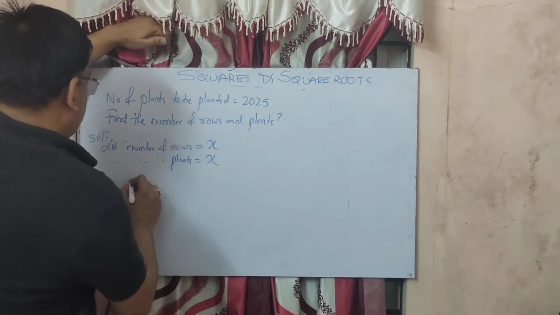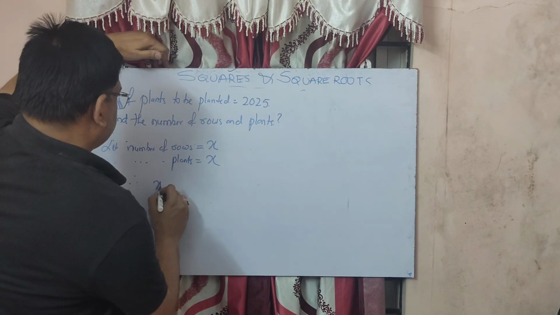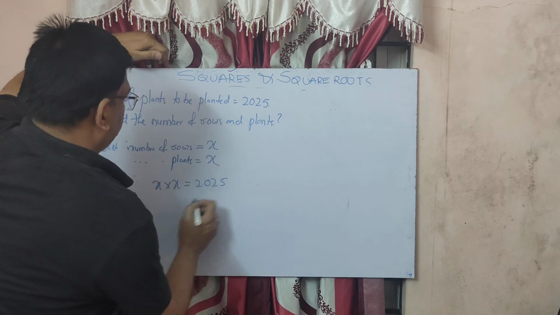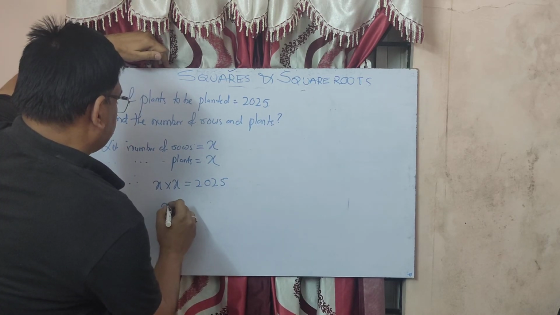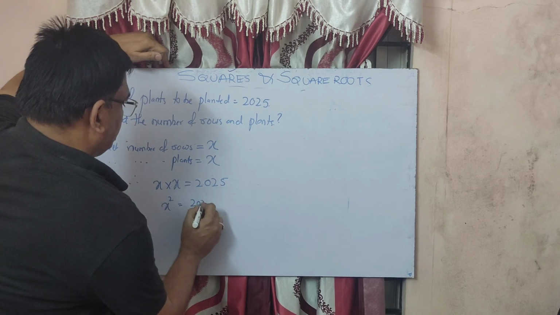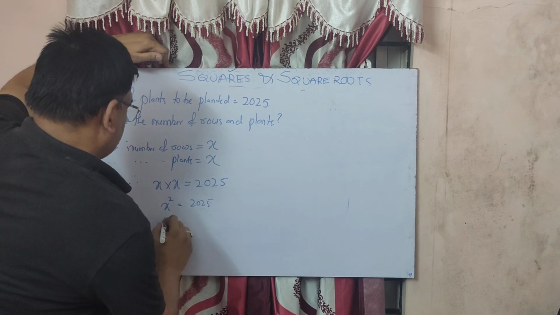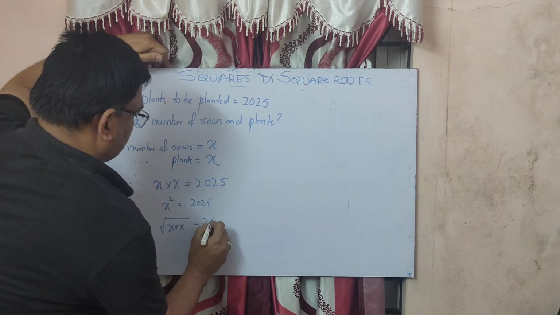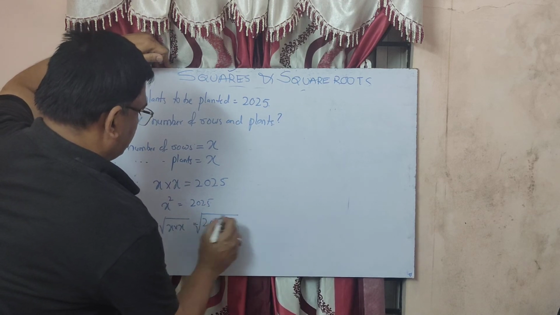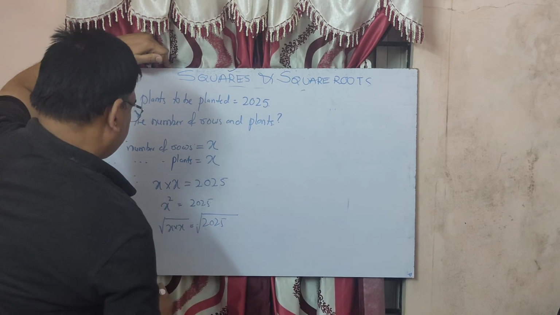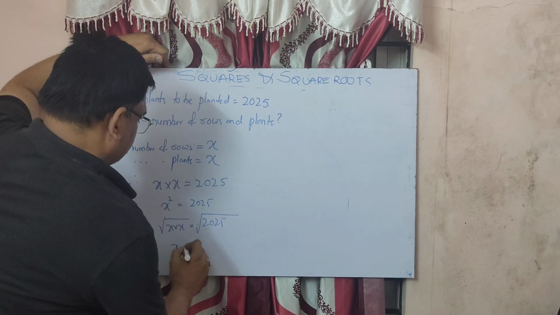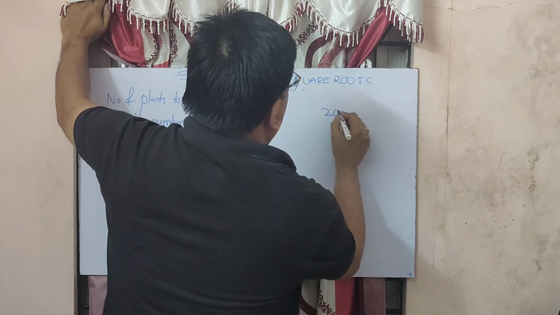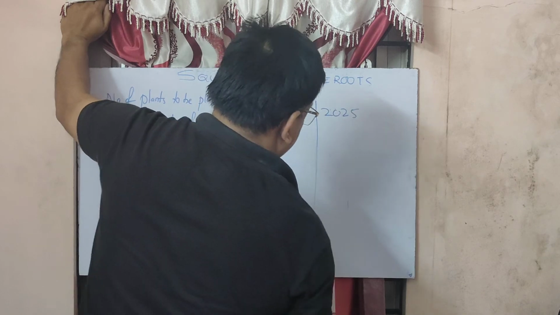So therefore, x into x is equal to how much? 2025. Again the same thing. x into x is x square, that is 2025. So x square equals 2025. Taking the square root on both sides, the square root of x square is x. So you have to find the factors of 2025.